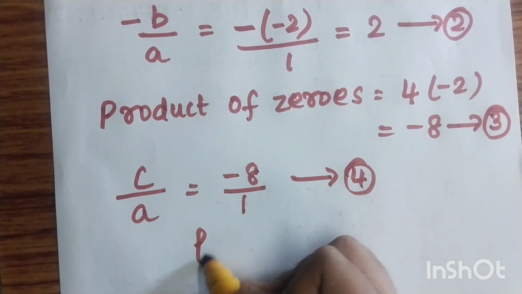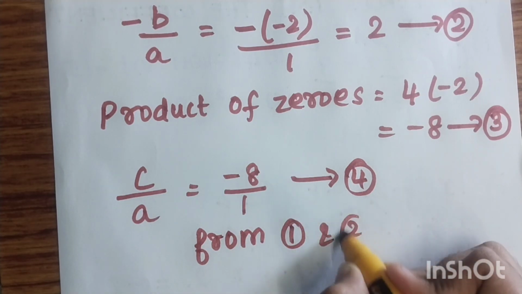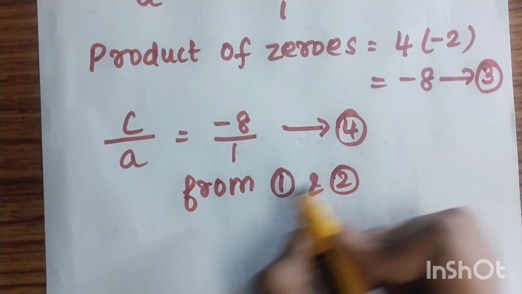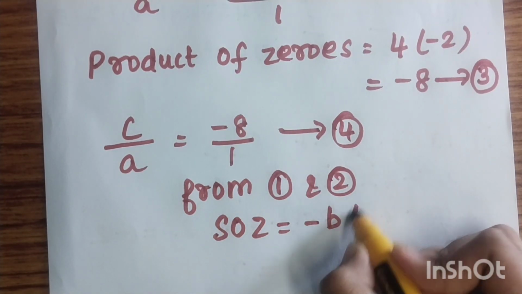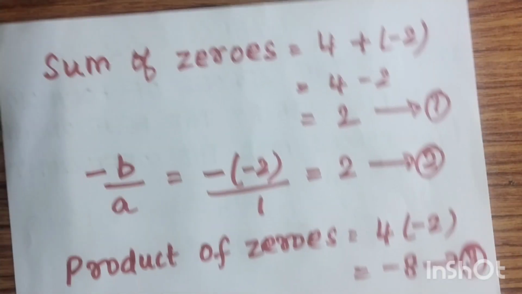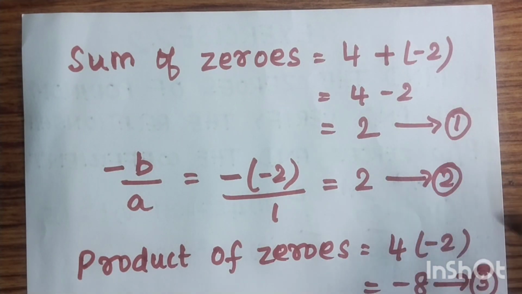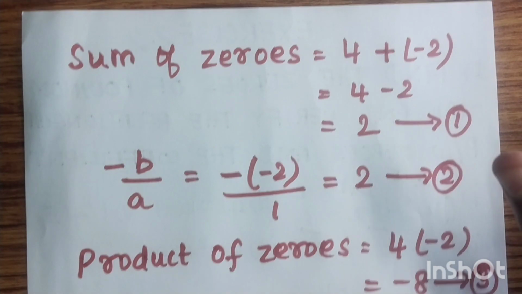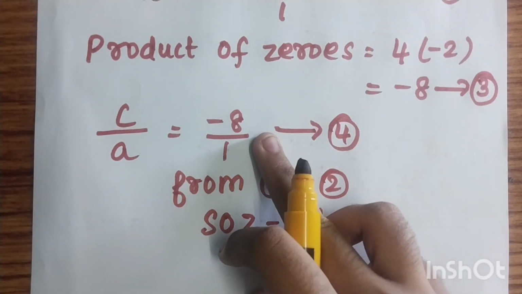Yes. So from 1 and 2, SOZ, which is nothing but sum of the zeros, is equal to minus b by a, right? Because my first equation value and my second equation value are same, hence it is verified for sum of the zeros. Whereas for product of the zeros also same, right? So minus 8, here also minus 8.